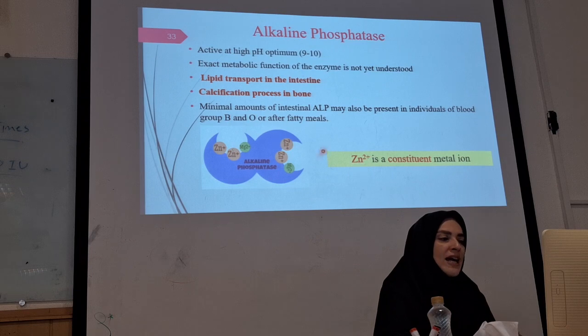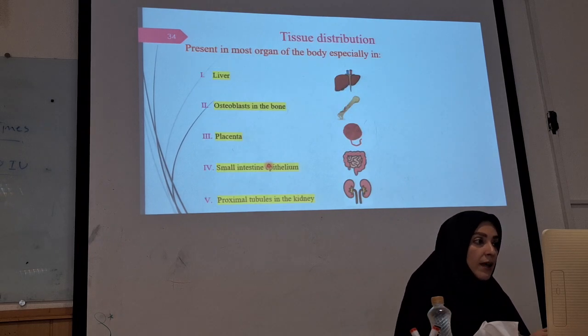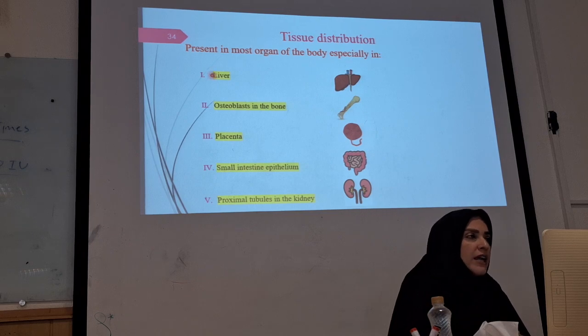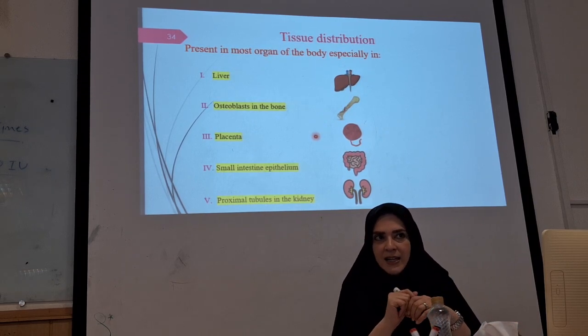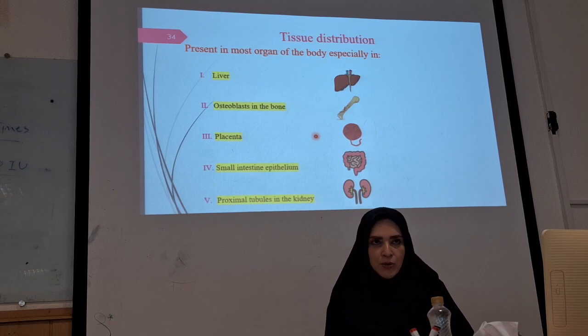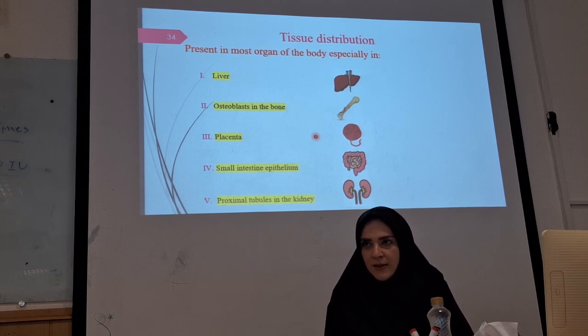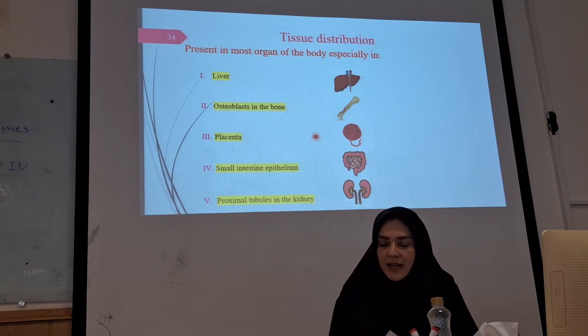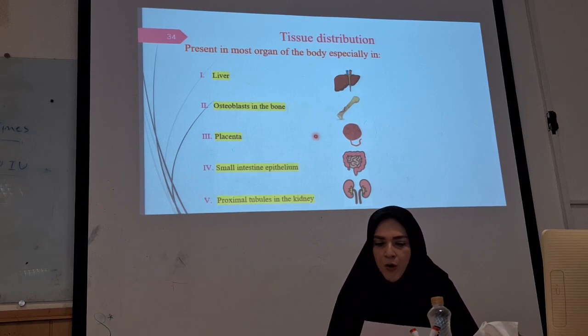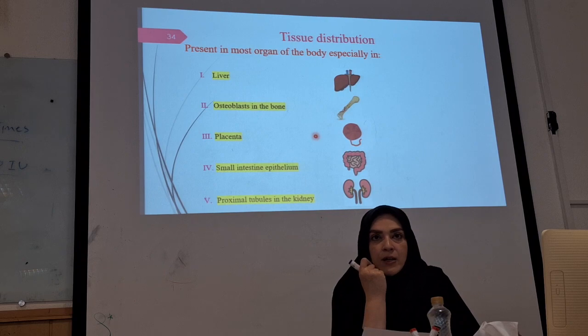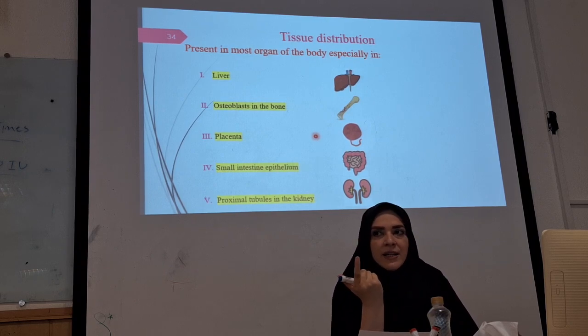And also you should know that zinc is a very important metal ion and it is a constituent metal ion for this enzyme. About the tissue distribution, we can find it in the liver, in osteoblasts, in the placenta. What does it mean in the placenta, for example? You don't have any information about your patient and you don't know if your patient is female or male. And you have a higher alkaline phosphatase activity in the serum of your patient. Maybe your patient is pregnant, okay?